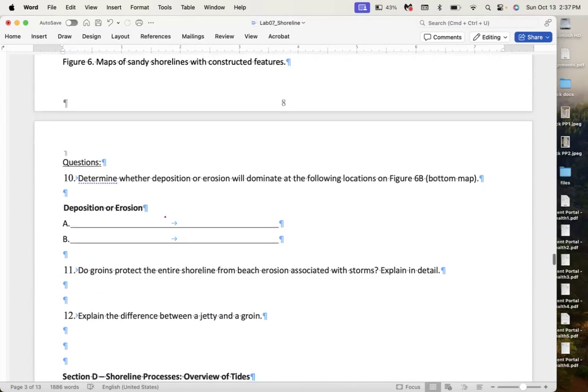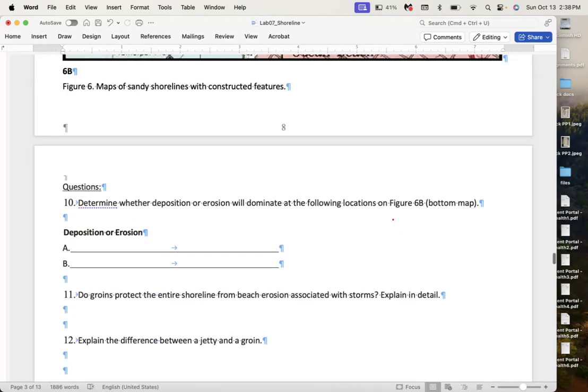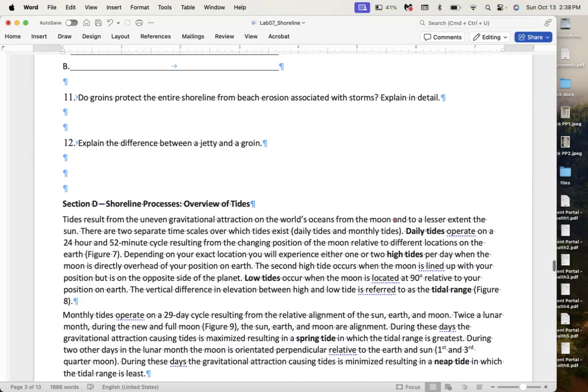So then there's some questions down here that apply to figure 6B. That's the deposition or erosion of certain features, and you can go through that. And then you have to make some explanations.